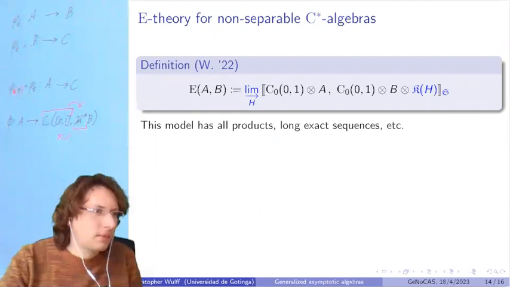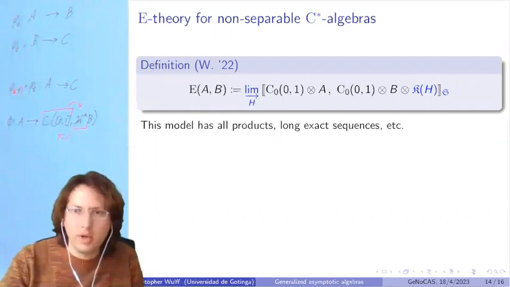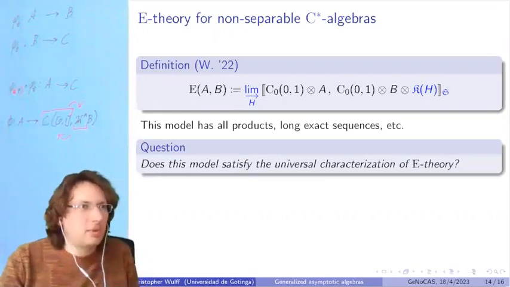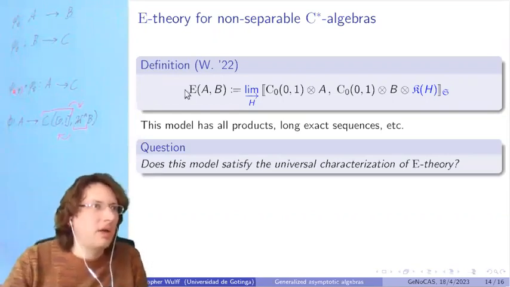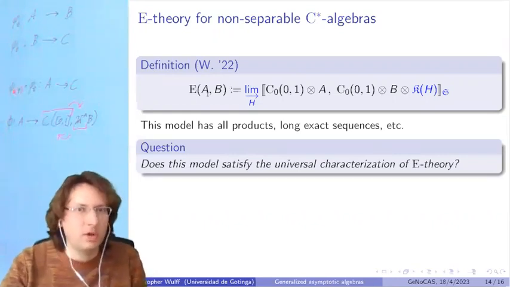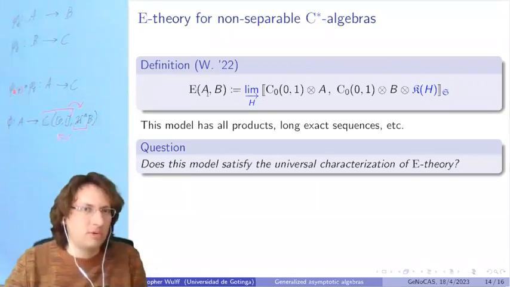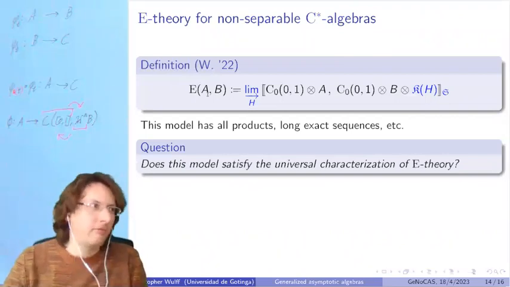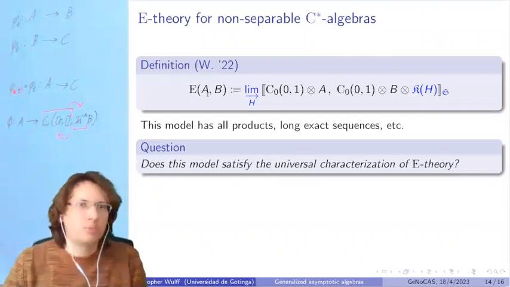And yeah, I know I'm kind of already going over time, but let me just say the last few things. Now that I've defined this E theory, I was able to show that it has all the nice properties I'm interested in. So if I concretely work with E theory to do index theory, and I need the products, the long exact sequences, I was also able to show a lot of other properties.